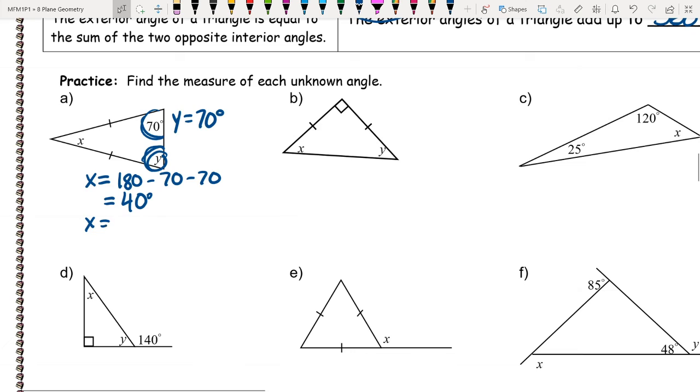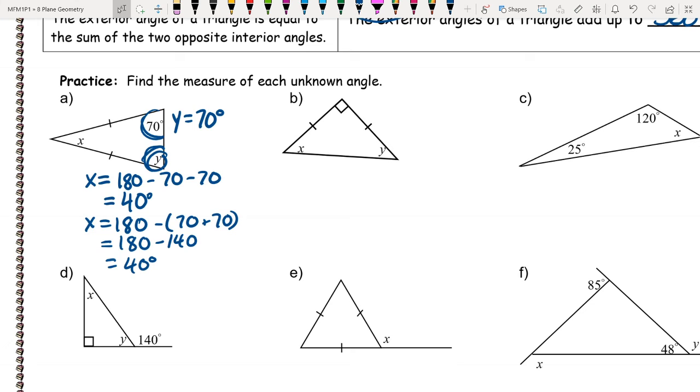Now, some teachers prefer if you write it out like this: 180 subtract 70 plus 70, 180 minus 140 equals 40 degrees. Okay, same thing, both are acceptable. Now if I look at B, B is a little more complicated than A.